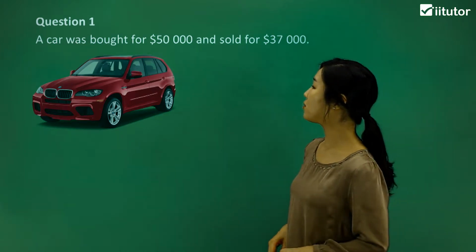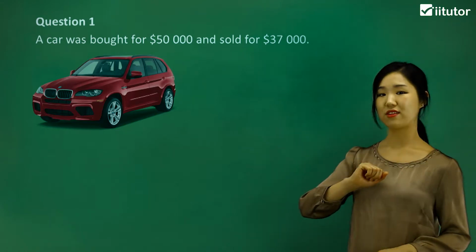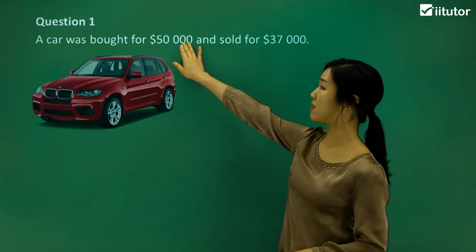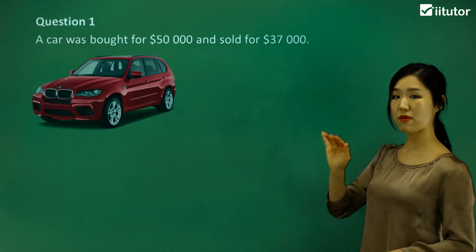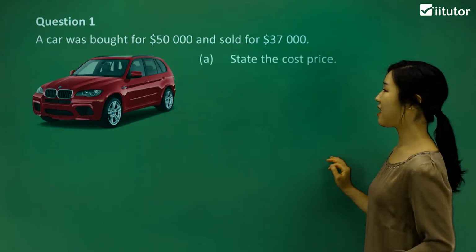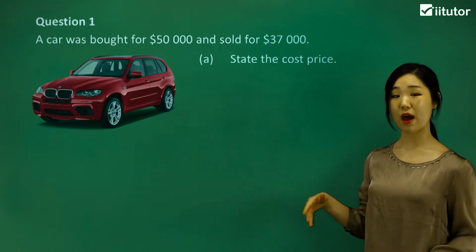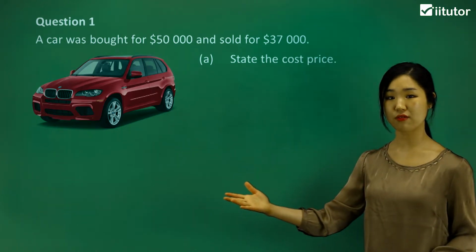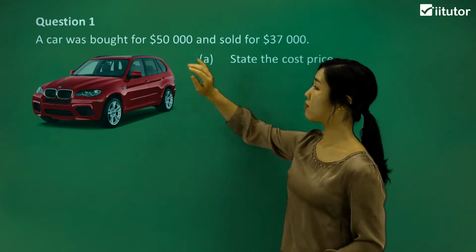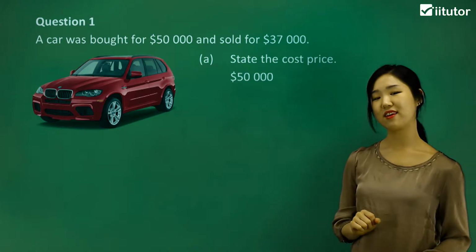It says a car was bought for $50,000 and sold for $37,000. So this car was bought for this much and sold for this much. Just remember those two key values. Part A is asking us to state the cost price. The cost price is the price that we initially bought the car for. See how it was bought for that much money? $50,000. That is the cost price.